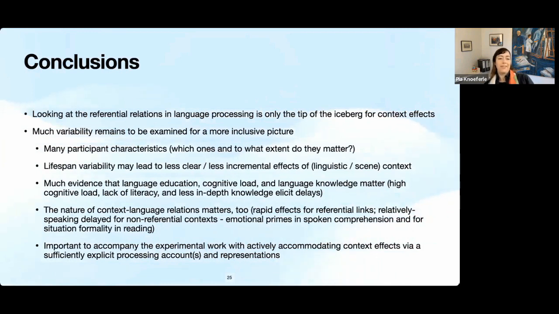Last but not least, a take-home message in terms of the methods. Eye tracking, of course, is great to tap into the time course of language processing, but then I also think it's important to accompany that experimental work with active theoretical or computational or both modeling of the context effects via sufficiently explicit processing accounts and representations.